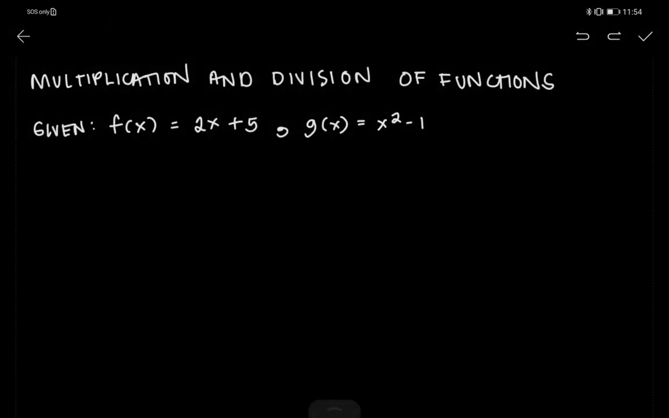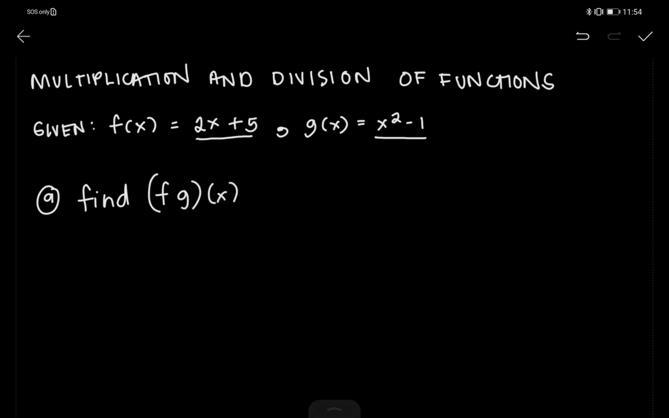Okay, today guys, we're going to discuss how to find the product and the quotient of the functions. So we have here two given functions, f of x, which is equal to 2x plus 5, and g of x, which is x squared minus 1. So this time, let us find the value of f of g of x. In this representation, it means that we're going to multiply f of x to g of x.